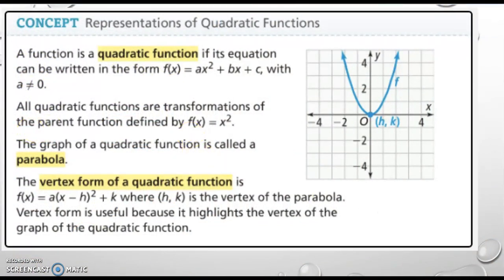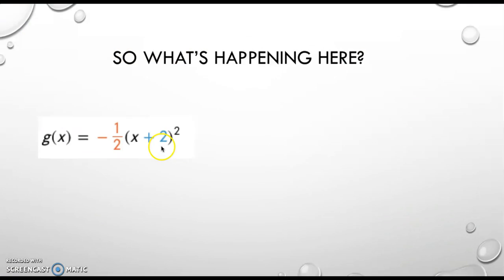Take a screenshot if you would like of everything that's happening here. It's telling you all about the quadratic function. This is in standard form, and our parent function is f(x) = x^2. The parabola is what we call the graph of a quadratic function. The vertex, (h, k), is your vertex, and vertex form is useful because it highlights the vertex. It tells you exactly where it is. So if you're looking back at this equation, look at what your (h, k) is.